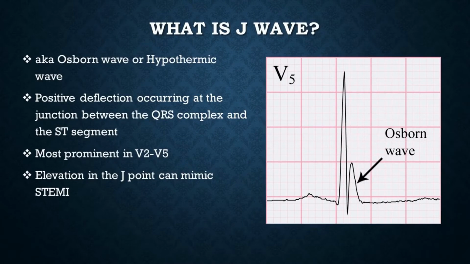Now, it's very important for you to know what is the J wave, or the so-called Osborn wave or hypothermic wave. J waves are positive deflections occurring at the junction between the QRS complex and the ST segment. Most prominent in leads V2 to V5. And what makes them so important is that elevation in the J point can mimic STEMI. So be aware of that, because J point elevation can be a completely normal finding in asymptomatic patients.